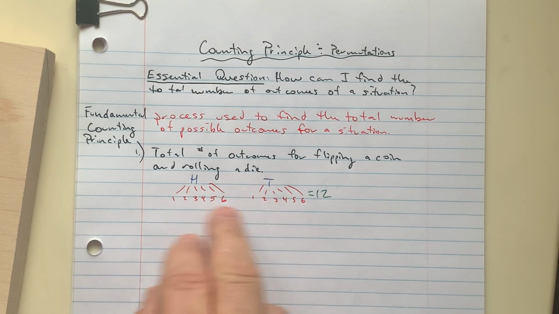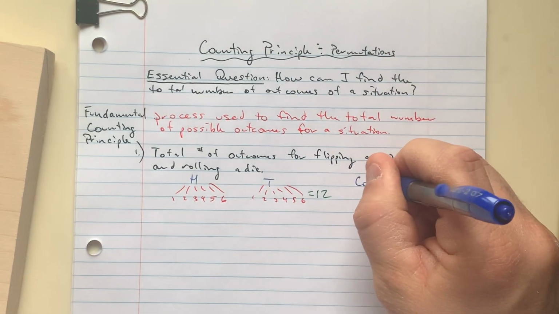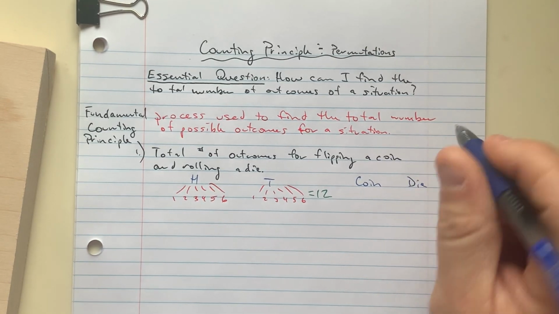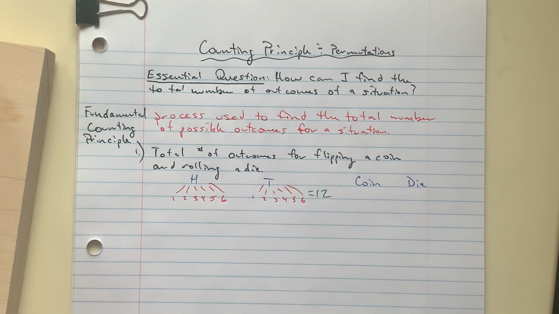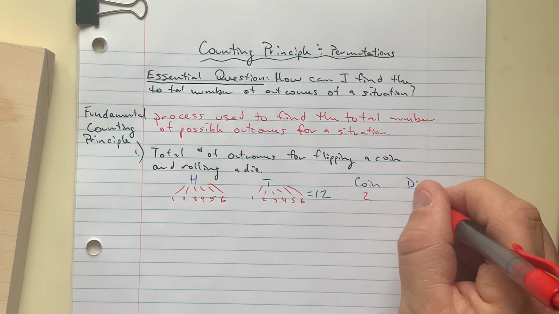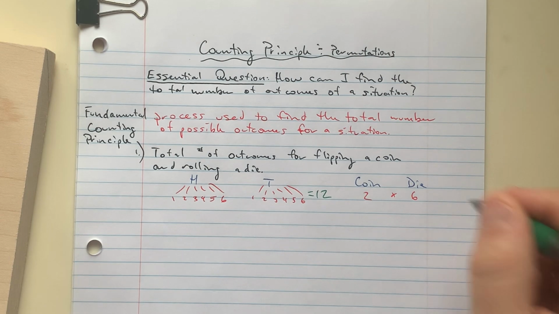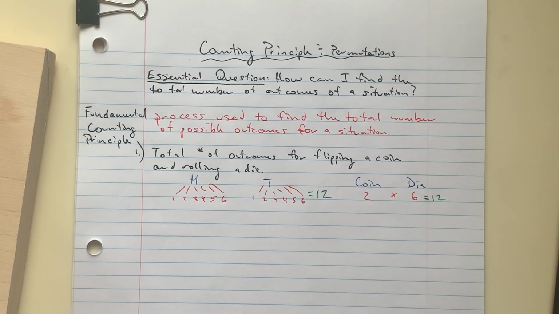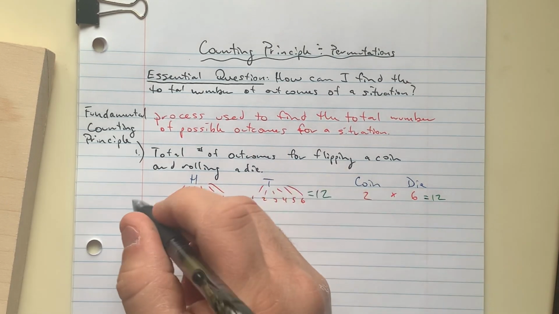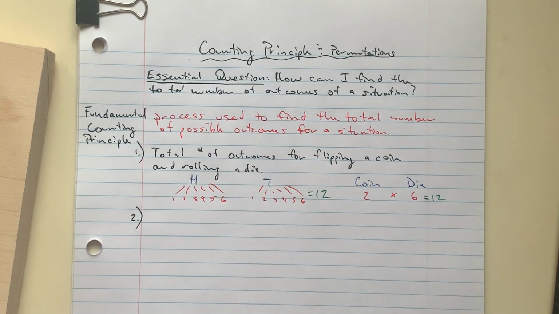But instead of creating these diagrams, I can look at it like this. There are two different things that can happen with the coin, heads or tails. There are 6 things that can happen with the die, 1, 2, 3, 4, 5, 6. If I multiply these two together, this would give me our total number of outcomes, 12. So it's a quicker way to find that. All right, so I can use this now to find some larger scale ideas.